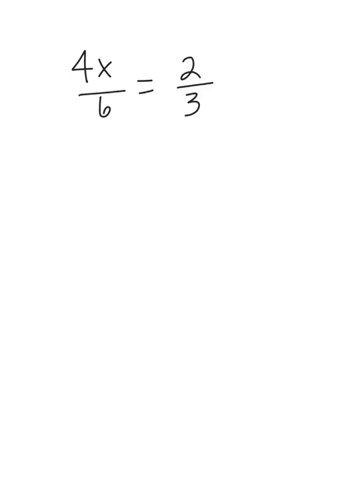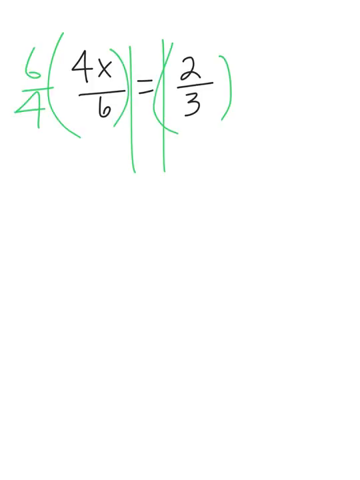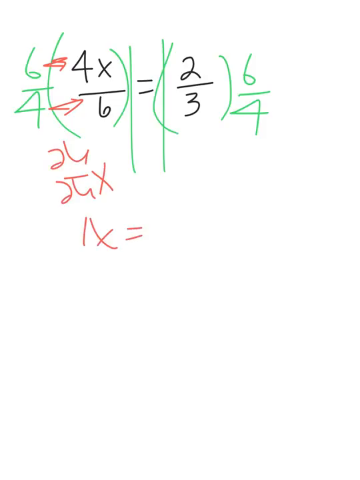And lastly, we have 4x divided by 6 equals 2/3. 4x divided by 6, you can look at this two ways. You can multiply by 6 and then divide by 4, or you can do it all at once. If you multiply it across, it's just 24 over 24, which is 1x. 2 times 6 is 12. 3 times 4 is 12. Looks like x equals 1.